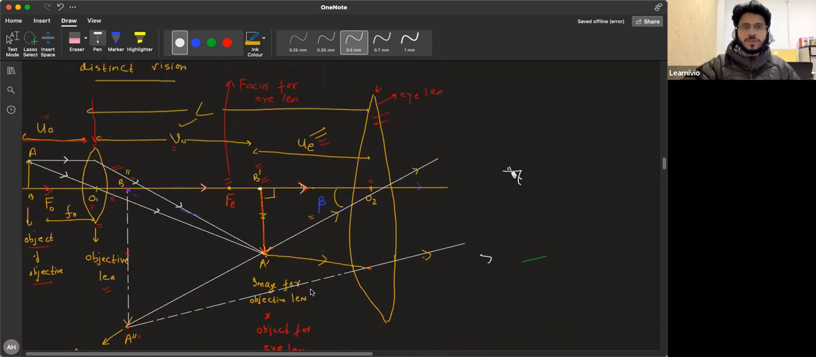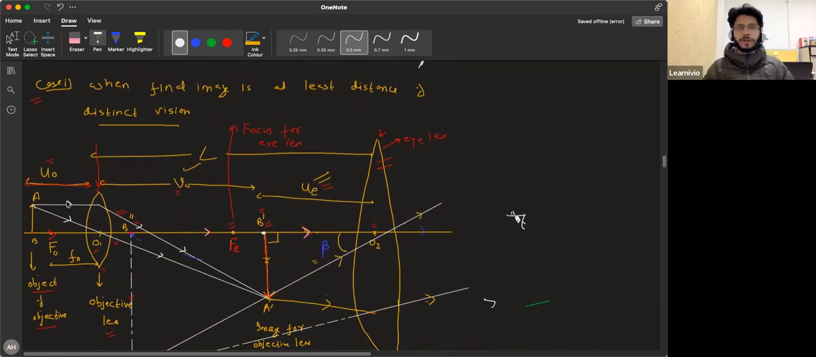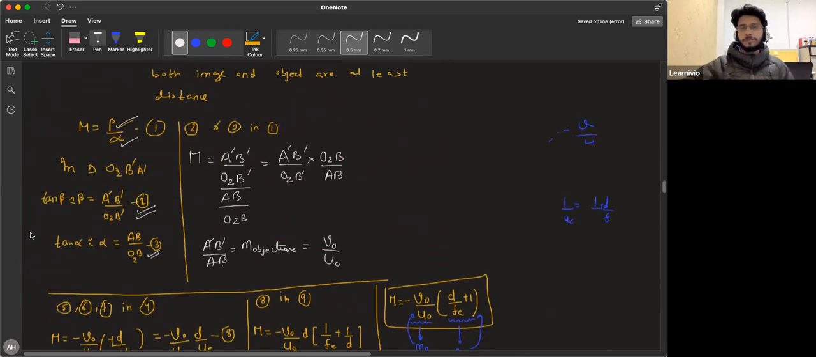See here, your object distance U naught is negative. See, light is going to the right and you are going from O2 to B, you're going to the left hand side. So U naught is negative. So let's call this equation number 4. Let's call this equation number 5.